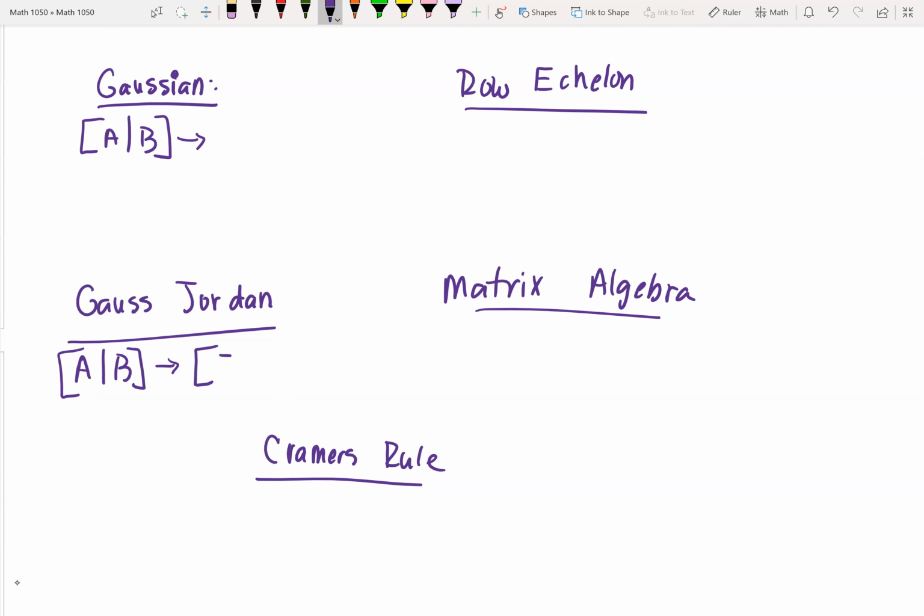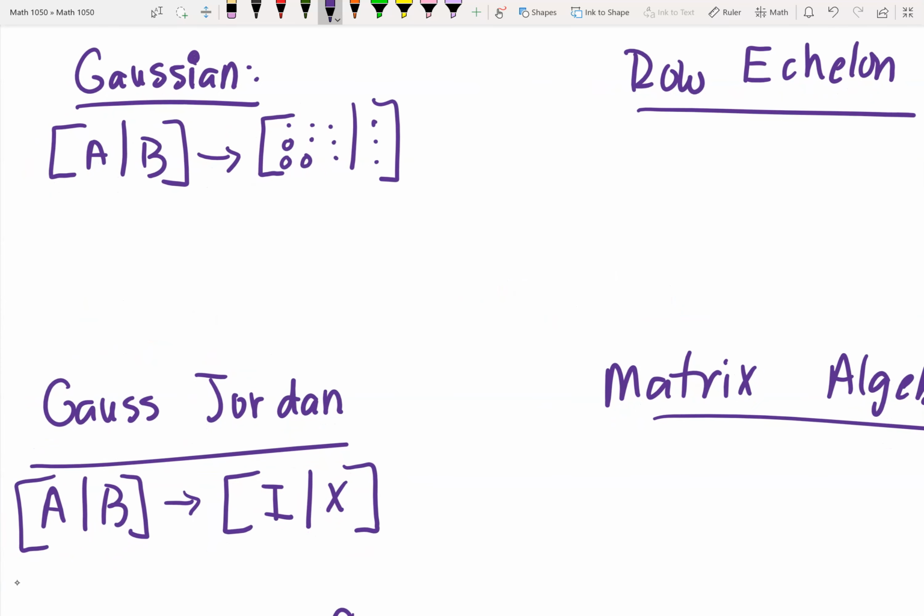So that means I have to go all the way to the identity, and on the right-hand side is your answer. What symbol represents the answer? It's an X. You're exactly right. So if Gaussian doesn't require you to go to 1s and all the zeros, what does Gaussian require you to go to? Do you remember? Gaussian's the first one you learned. It's been a long break. I know. It's okay. Gaussian is just the zeros. All these dots are just numbers, and then you do back substitution from there. We're just kind of rusty because we had a wonderful break, right?